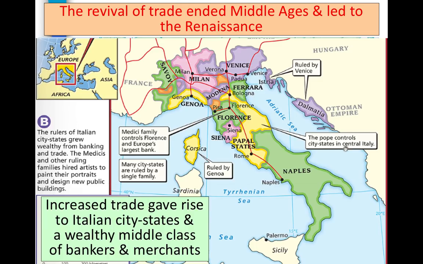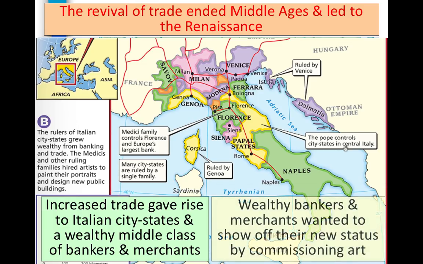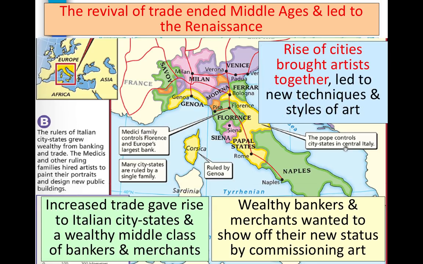Increased trade gave rise to Italian city-states and a wealthy middle class of bankers and merchants. Wealthy bankers and merchants wanted to show off their new status by commissioning art. So if you're commissioning art, you're paying an artist to create an art piece for you, or you're purchasing a pre-made piece from an artist. The rise of cities brought artists together, which led to new techniques and styles of art.